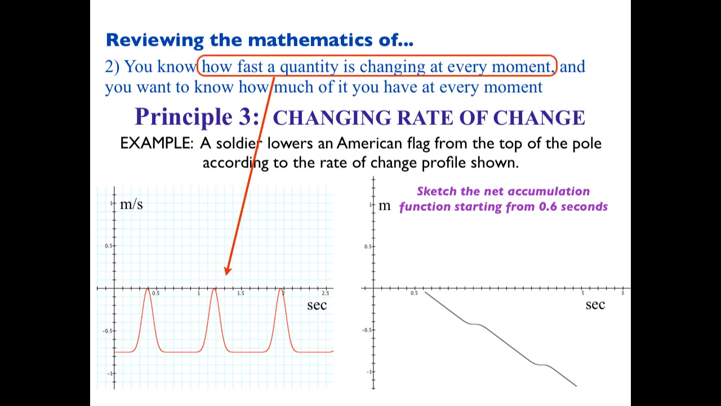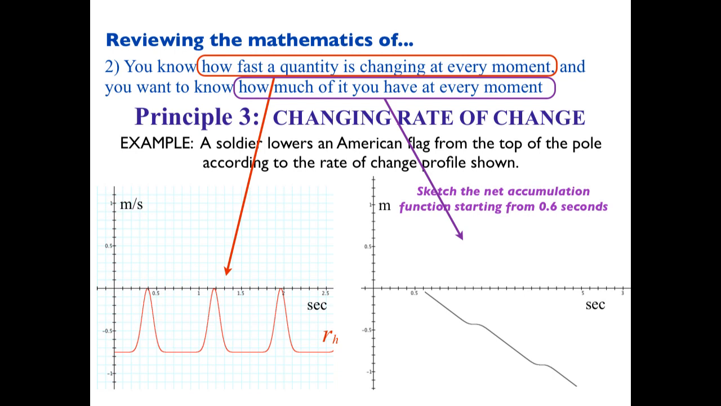Okay, so this rate of change is how fast the quantity is changing every moment. That's the given, the thing we know. We want to know how much of it we have at every moment. We call this rate of change R sub h. This is an exact rate of change function, the thing we're given. How much of it you have at every moment, in this case, would be height. Well, net accumulation of height is almost height, right? It's so close. How would we get height from net accumulation of height?